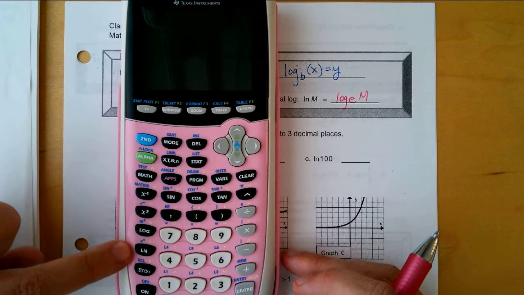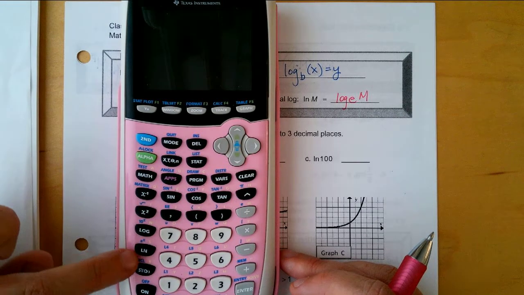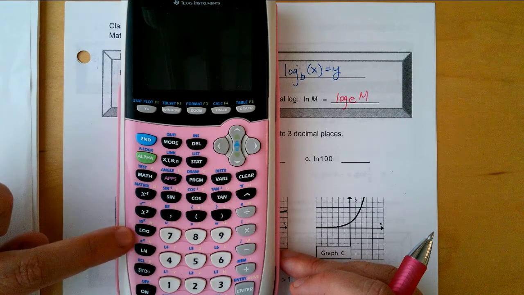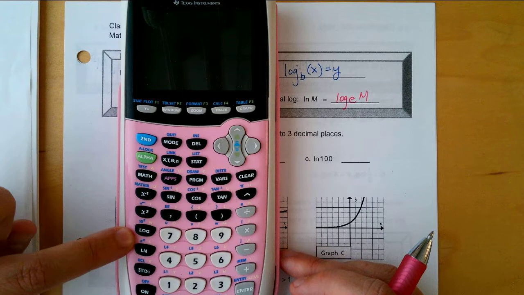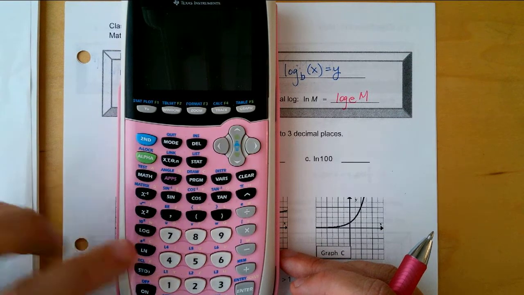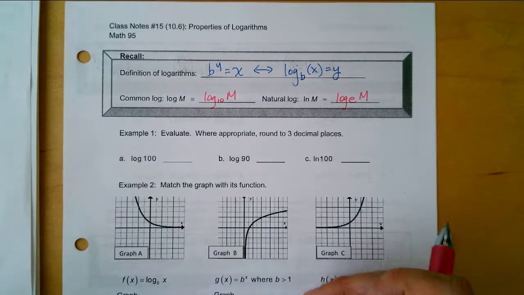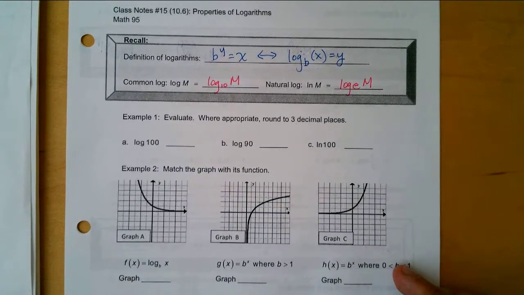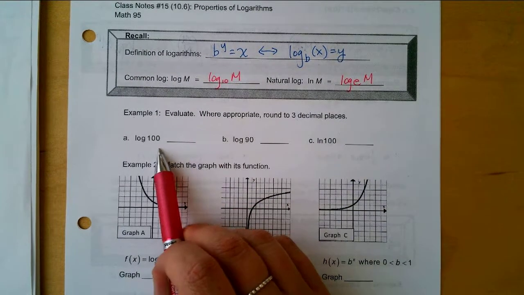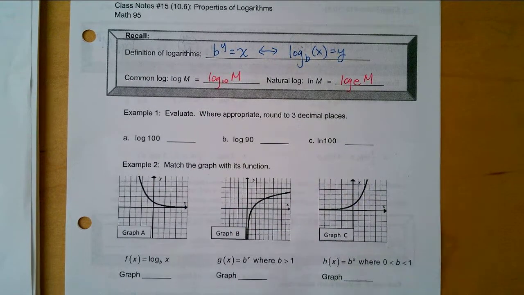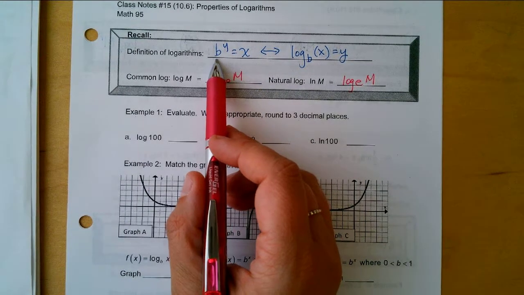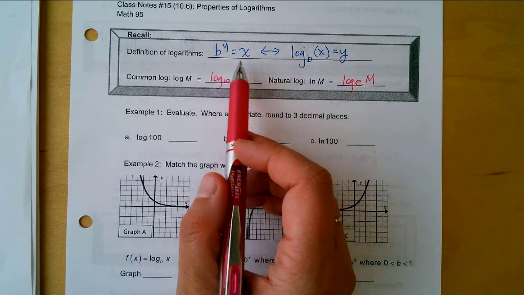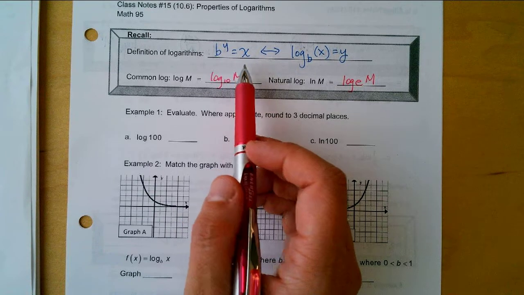Then you have ln, which is the natural log, and that's base e, and you can see the inverse of ln is right above it on the calculator. Using the second key, you can get e to the x. Okay, if we want to evaluate, you can use your calculator for this, or you can think about the definition of logarithms and how you can switch it back to exponential form.